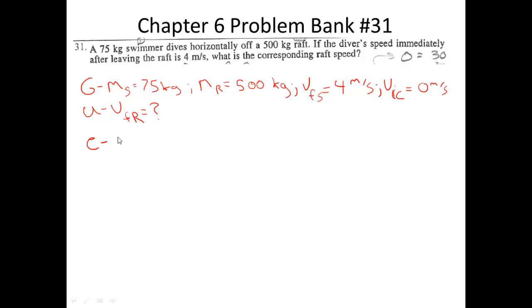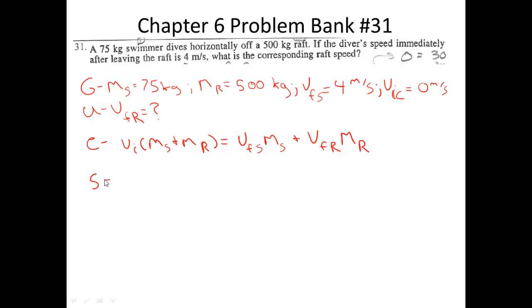Our equation is just a conservation of momentum equation with a little twist, because we have one combined mass, which means that there's only one velocity. So we have V sub initial times the mass of the swimmer plus the mass of the raft is equal to the final velocity of the swimmer times the mass of the swimmer plus the final velocity of the raft times the mass of the raft.